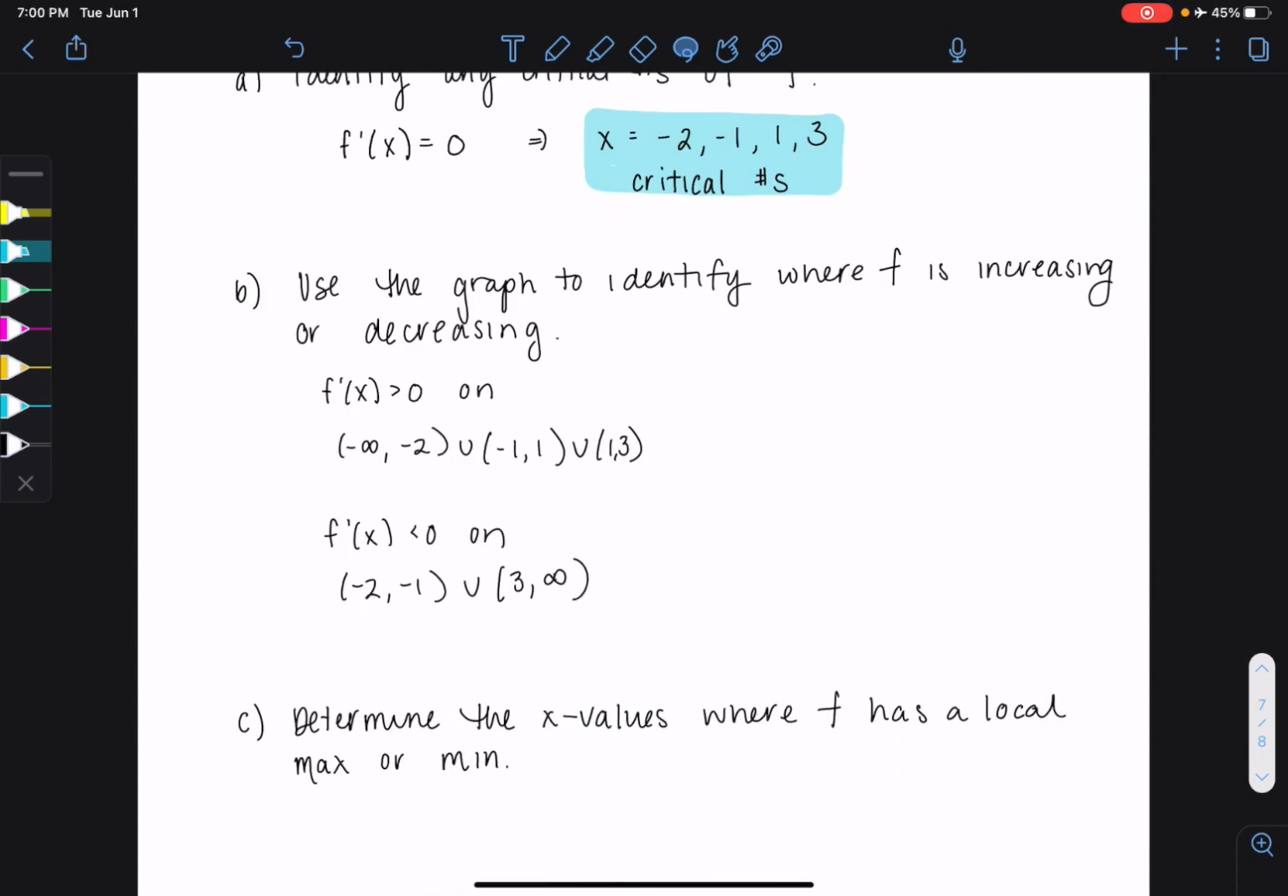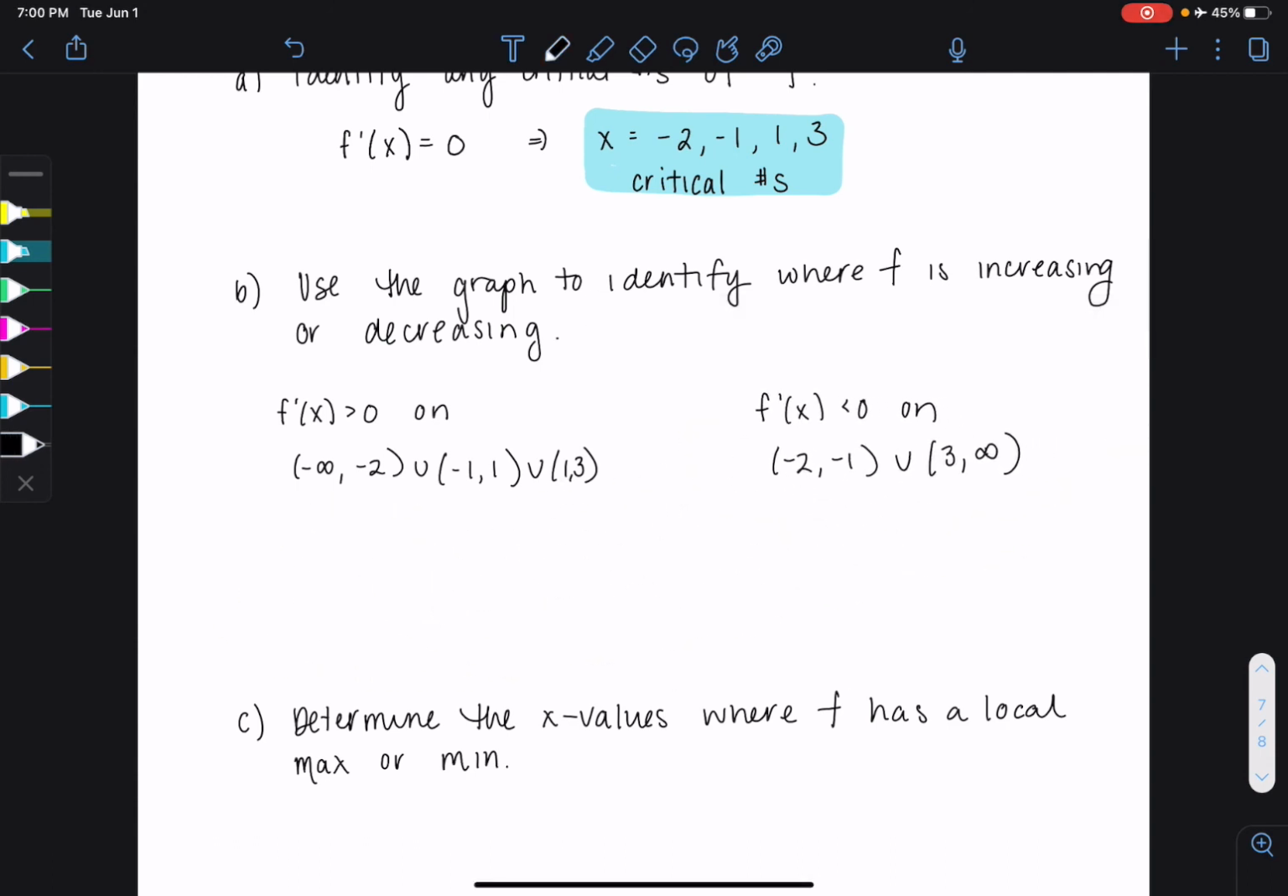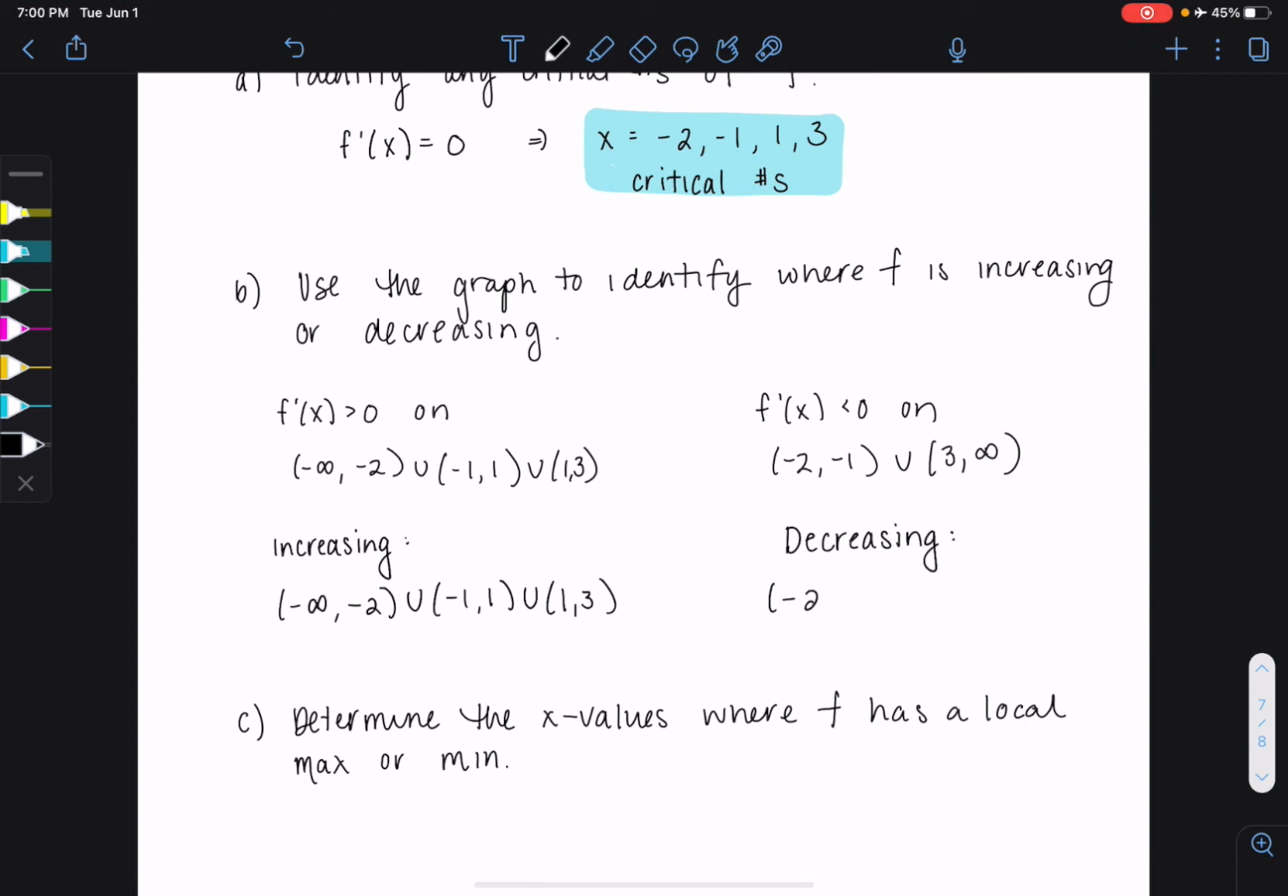So bringing those down here, this is where our derivative is positive and negative. So ultimately, our graph is increasing over the interval negative infinity to negative 2, negative 1 to 1, 1 to 3. But if you just did negative 1 to 3, that's fine. And then it's decreasing where that derivative is negative, so exactly on those other intervals.